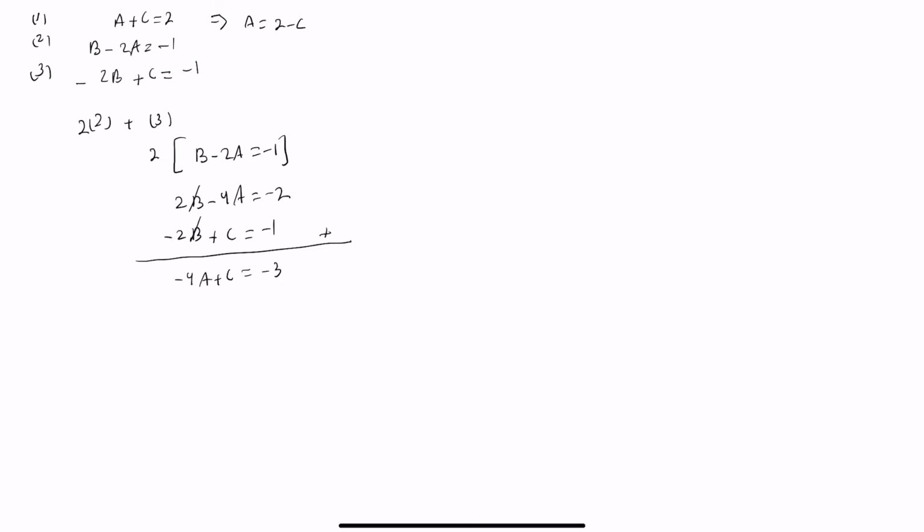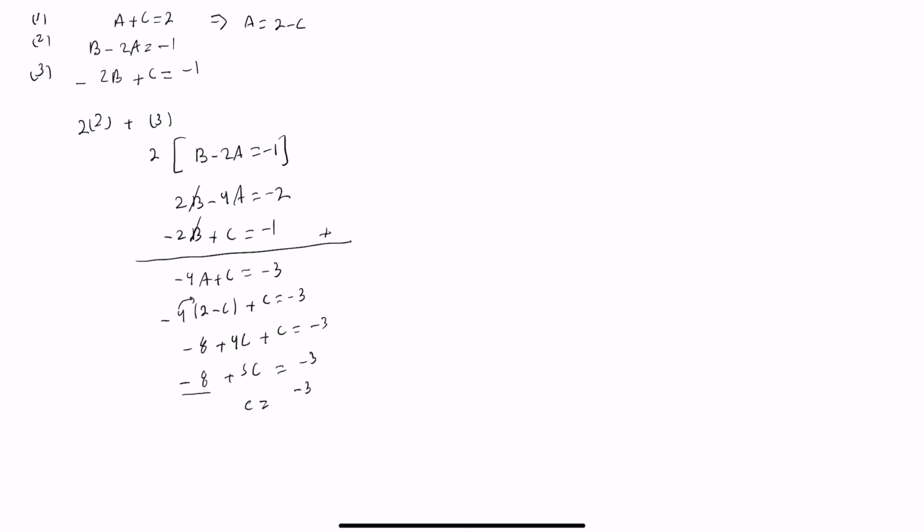And then I'm going to plug that into this equation. So I'm going to have minus 4, and then a is 2 minus c, plus c equal to minus 3. So now let's multiply these. Minus 4 multiplied by 2 is minus 8, and then plus 4c minus c equal to minus 3. So you have minus 8, and then plus 5c equal to minus 3.